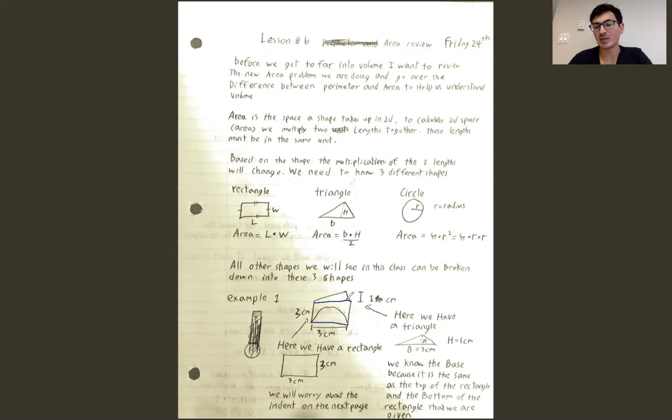And that's going to be the same length as the top of the rectangle. As we can look in our rectangle diagram, the bottom length is going to be the same as the top length. So we know our triangle has a base of 3 centimeters and a height of 1 centimeter.